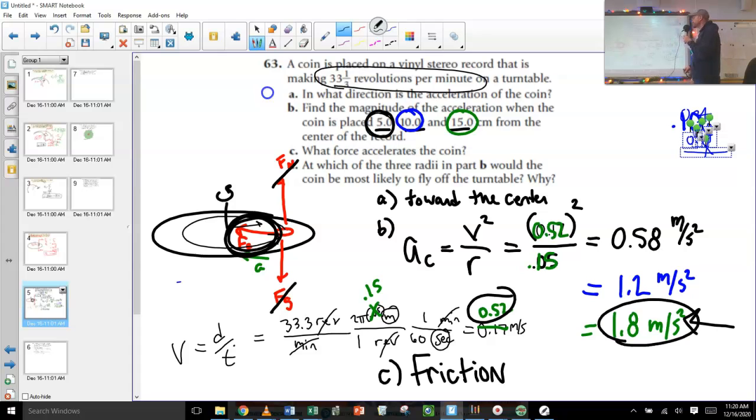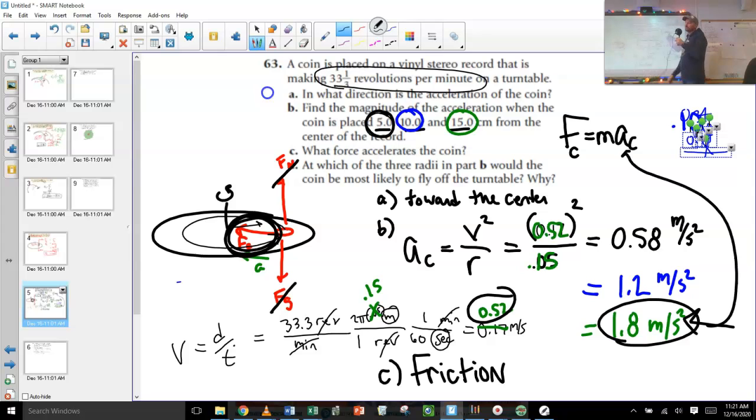And since the mass is the same in all of these, the centripetal force is your mass times your centripetal acceleration. So if this is the biggest, and then you multiply by the mass, you're going to have the largest centripetal force when you're going with the largest centripetal acceleration. So part D, at 15 centimeters. What a brutal problem.